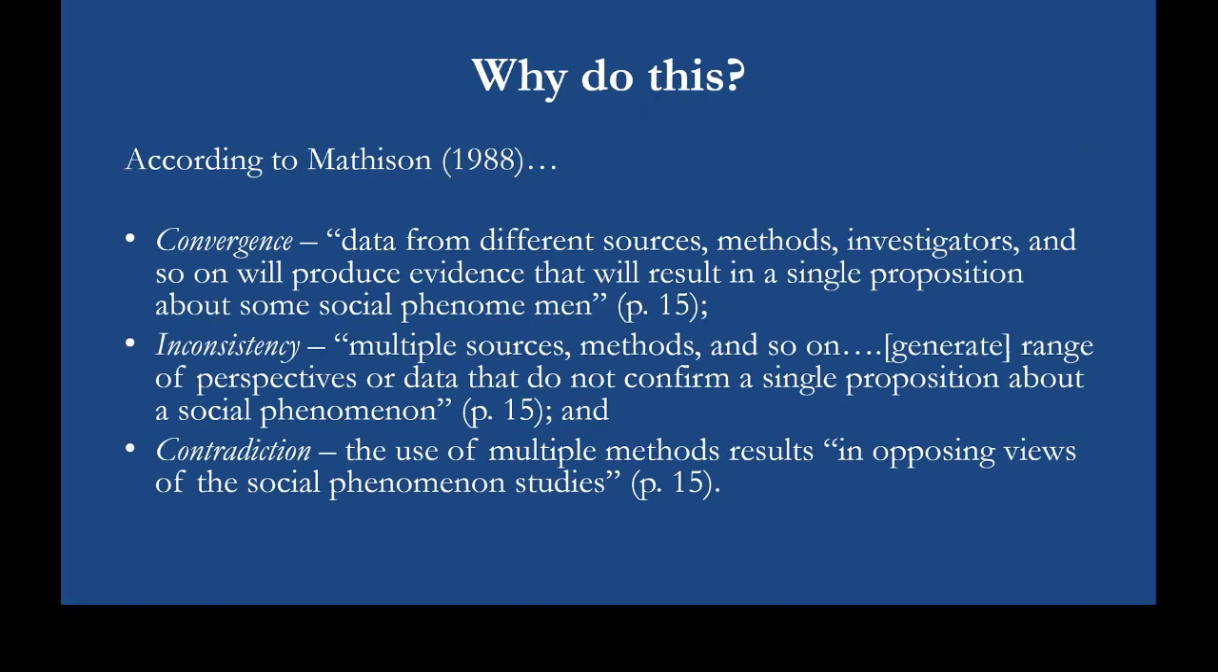And that dovetails nicely into the next slide. So why do we do this? What is the point other than adding some credibility to your data and your analysis? Why go through this process, or why write about it this way? These are some commonly held beliefs about why triangulation is used in good qualitative research. So data from different sources, different methods, investigators and so on, will produce evidence that will result in a single proposition about some social phenomenon.